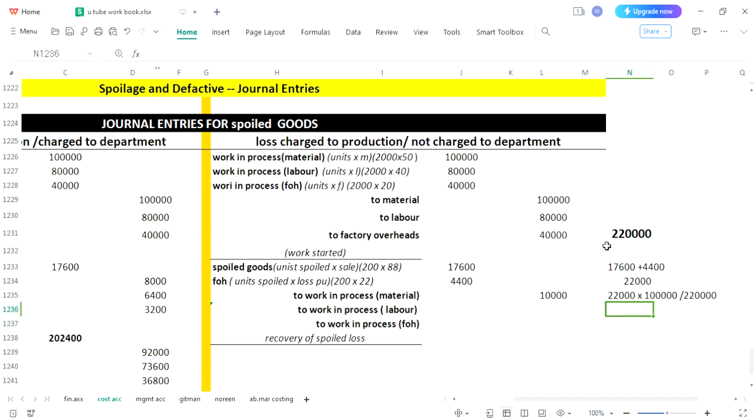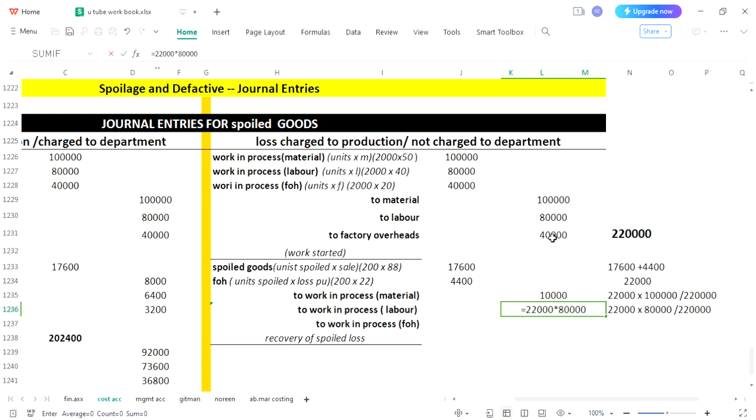Here I will demonstrate. Total was 22,000 and you need to multiply it with the individual amount of labor, 80,000, and then you will be dividing it with the sum of material, labor, and FOH, which was 220,000. Now we will calculate. The statement was completed. 22,000 would be multiplied by 80,000, the individual total, and divided by the grand total, 220,000. Second amount has also been calculated.